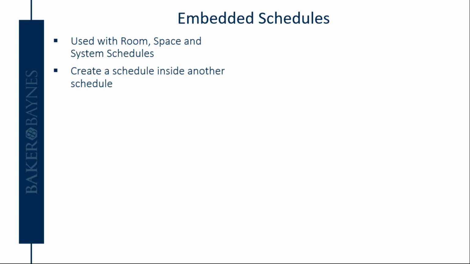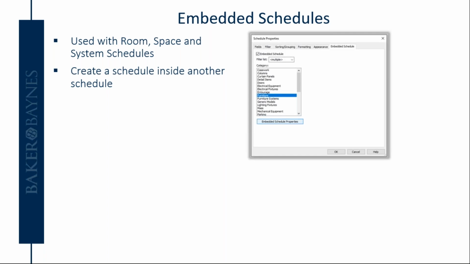So the room, space, and system schedules would be your parent schedule, and then you would create another schedule and place it inside one of those three. So when you create a room, space, or system schedule, you'll see that there's this additional tab right at the end called embedded schedule that you can use.